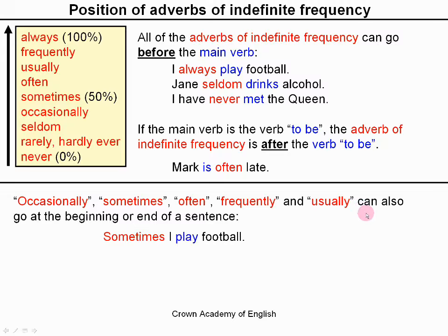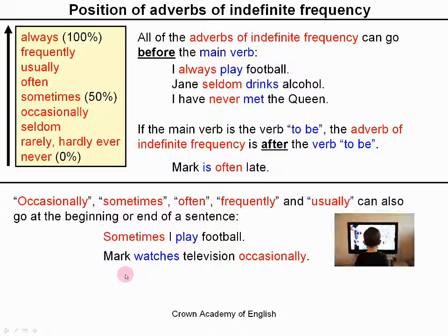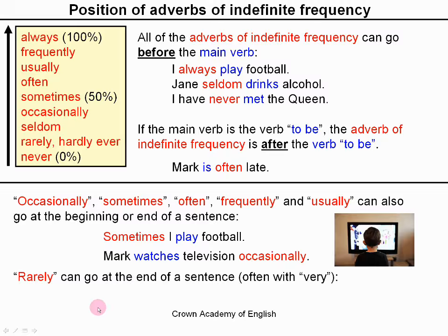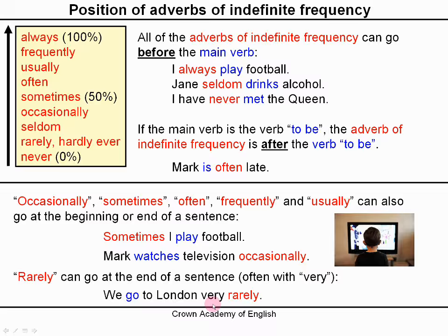Example, sometimes I play football. We can see here we have put sometimes at the beginning of the sentence. We can also say Mark watches television occasionally. We can see here we have decided to put occasionally at the end of the sentence. And rarely can go at the end of a sentence. And we often put this with the word very. For example, we go to London very rarely.